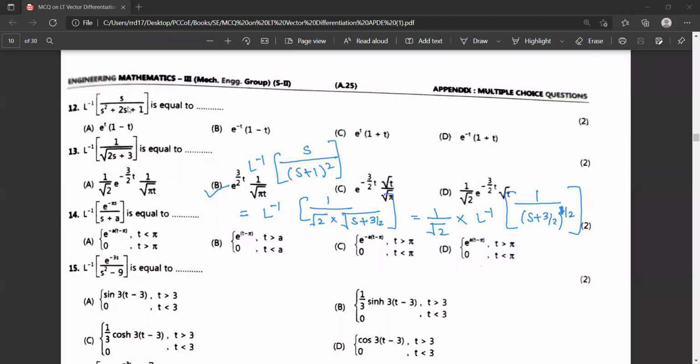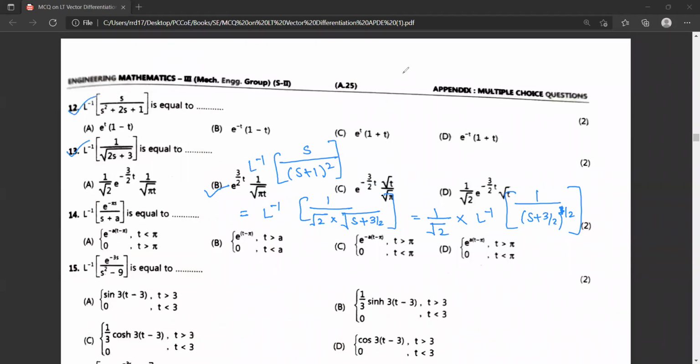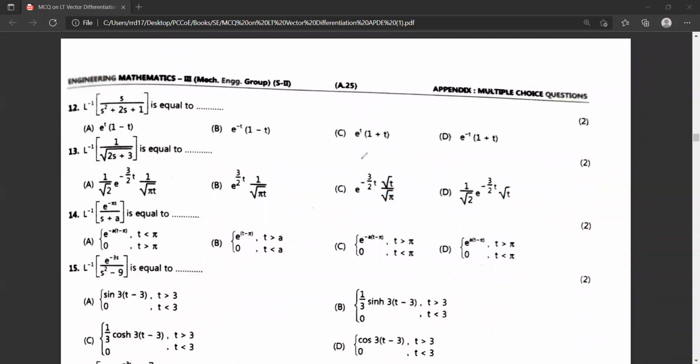All right. So you understood how to do these problems now? Just a little bit of adjustment. Nothing else is asked. Okay. Now here, e raised to minus as is multiplied with F of s. Try to understand this. So we know that property.